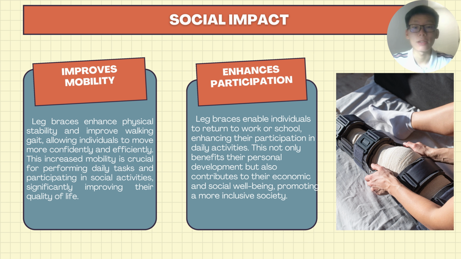Next, I will talk about the social impact. So, the leg brace support has a profound social impact, especially for individuals with mobility impairments caused by conditions such as stroke, cerebral palsy, or spinal cord injuries. These devices not only improve physical stability and gait, but also restore a sense of independence and dignity. So for many users, leg brace support reduces reliance on caregivers, enhances participation in daily activities, and even enables return to work or school. So the leg brace support leads to better quality of life and social inclusion.